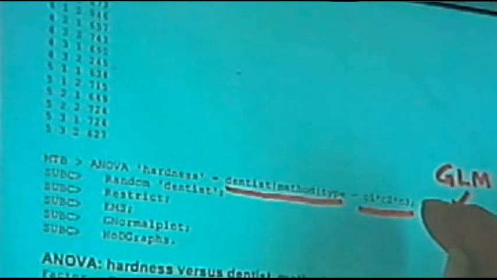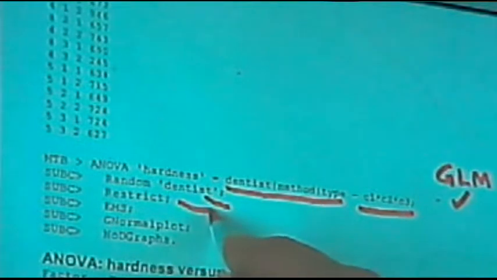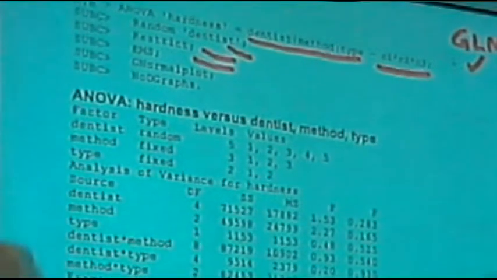So that's a little bit clumsy, but it's what it is. So then I tell Minitab that the variable dentist is random. I should use the restricted model. I should show expected mean squares, and here's a plot which we can look at when it comes out. So anyway, what does Minitab do for us?